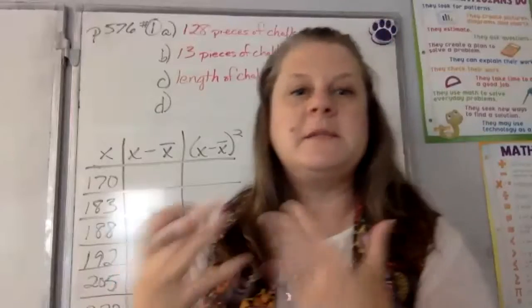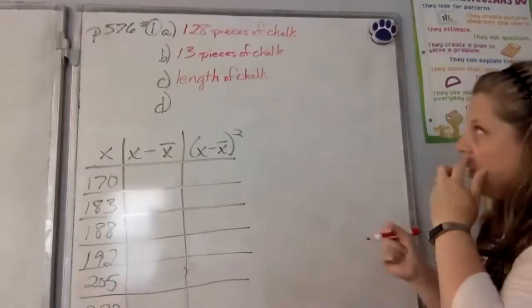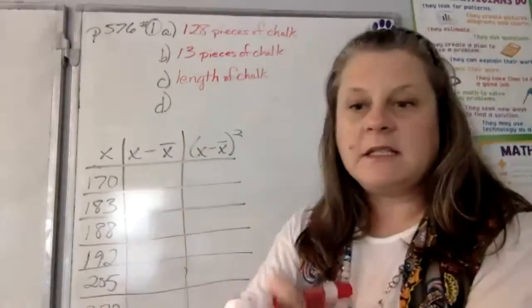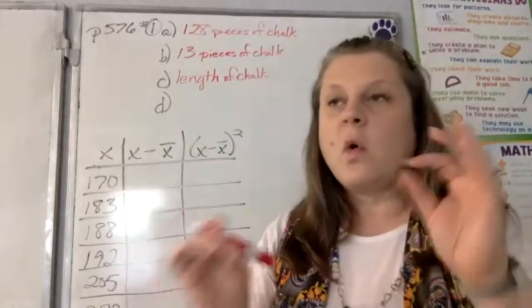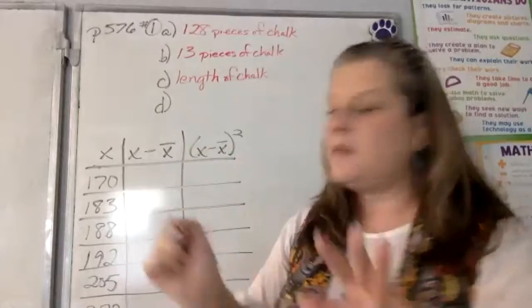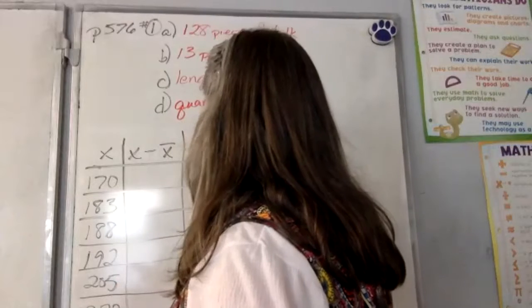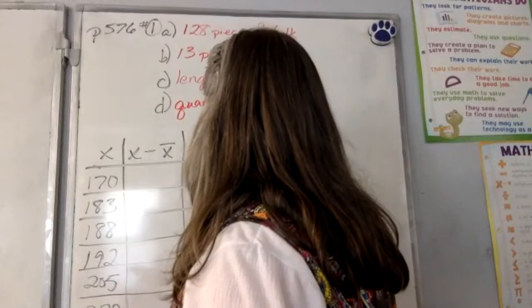Number. He's measuring something. Okay, so we're on page 576. We're talking about population, sample, variable. Now, quantitative means it deals with a number. Qualitative meant it dealt with a category. So it's quantitative.